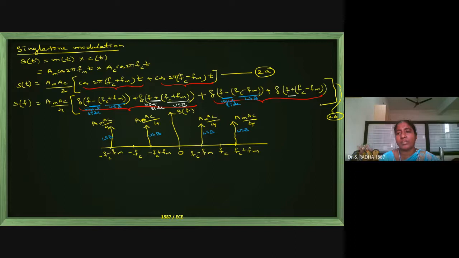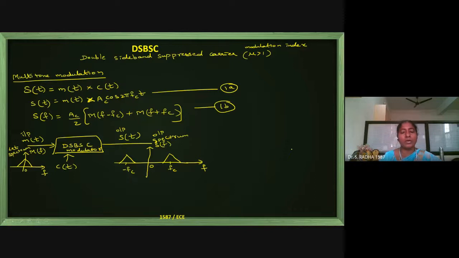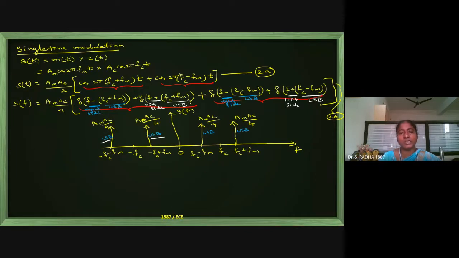Plus means it is shifted to the left side, and fc minus fm means this is the LSB component. So one USB, one LSB I have shown you. This is the white color. So this is about the spectrum in DSBSC, the frequency domain single tone modulation spectrum. If it is multi-tone, we will have a triangle representation. If it is single tone, this is the spectrum of output.